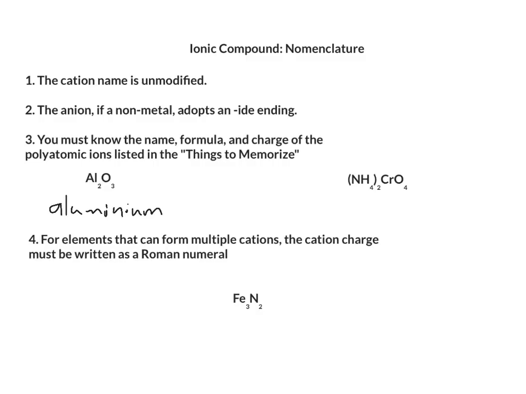The anion, on the other hand, you do change its name. Oxygen is a nonmetal. It's not a polyatomic ion. So it goes from oxygen to adopting an IDE ending, oxide. So nitrogen becomes nitride, and so on. They adopt an IDE ending. So aluminum oxide. That's how you name this compound.